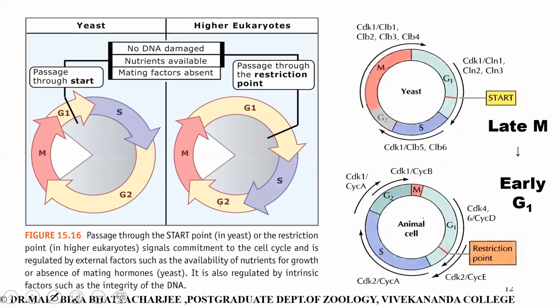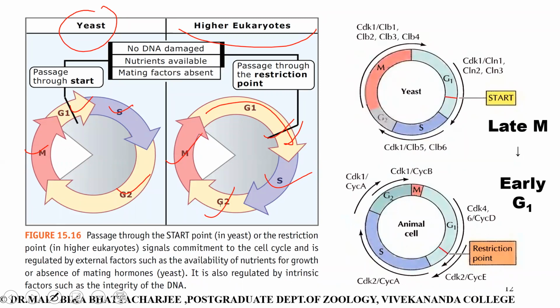Now we come to another point, that is the stages of the cell cycle, and more importantly, the molecular players of the different stages. But prior to that, let us look at this picture. This is a comparison between yeast and higher eukaryotic DNA. As you can see, in yeast also we have G1, S, G2 and M. In higher eukaryotes, as compared to yeast, the G1 phase has increased. So we have G1, S, G2, M.